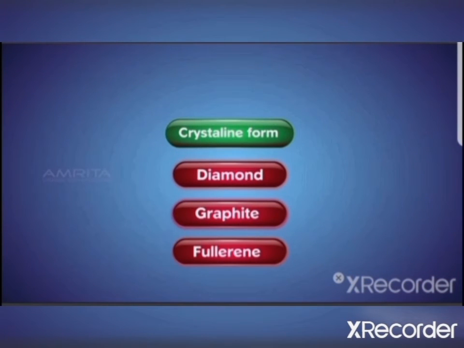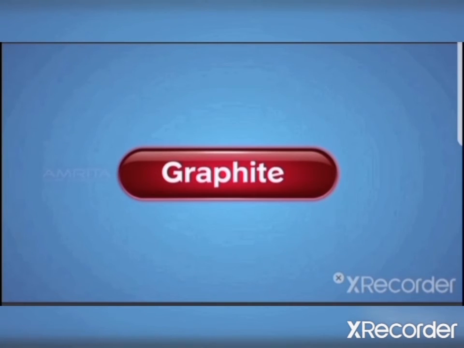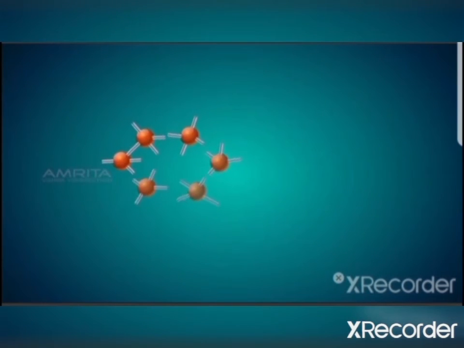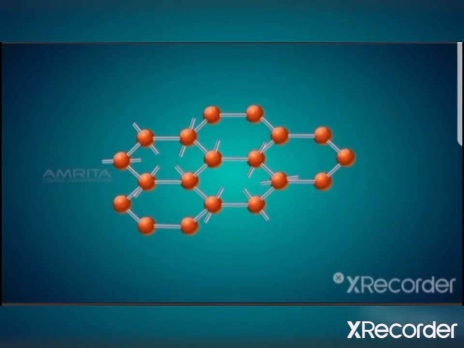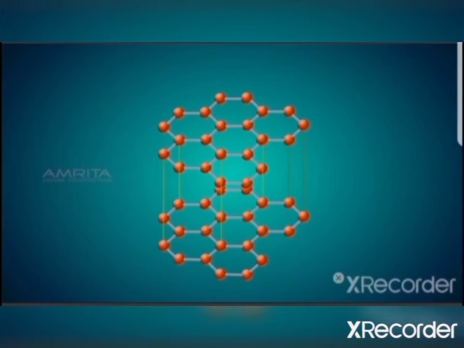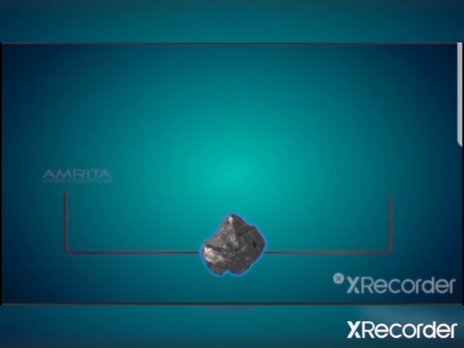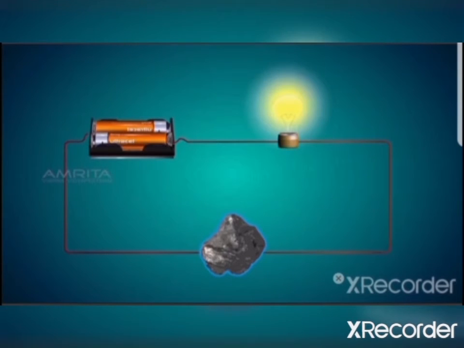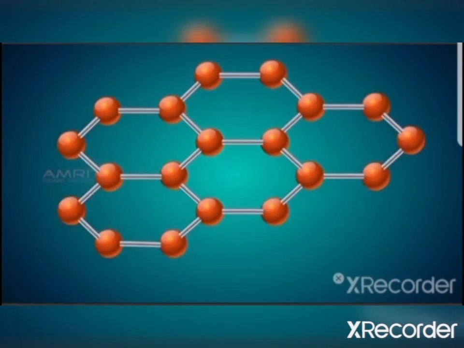Now let us study another crystalline form of carbon, that is graphite. In graphite, each carbon atom is bonded to 3 other carbon atoms by covalent bonds, resulting in hexagonal rings which are arranged in layers one above the other. Graphite is a good conductor of electricity due to the presence of free electrons. Due to its structure, graphite is flexible and soft.